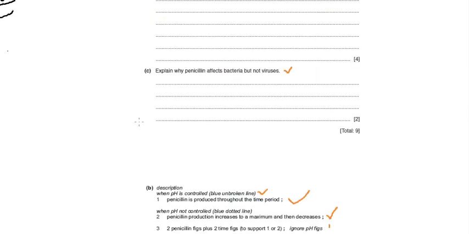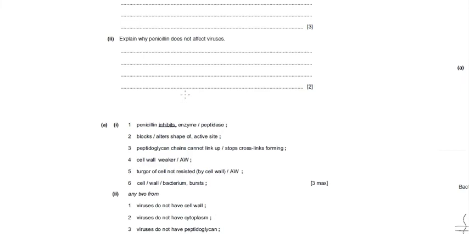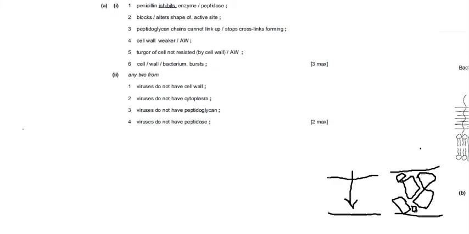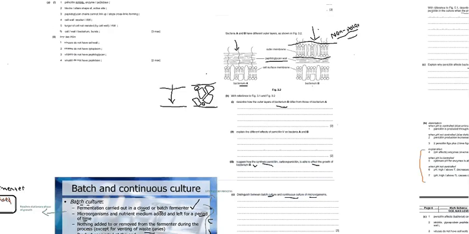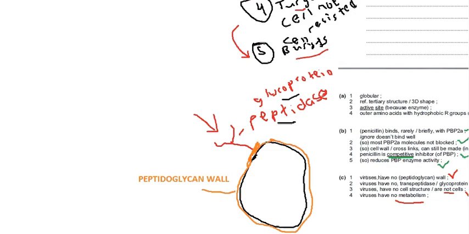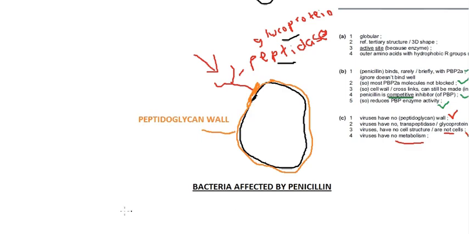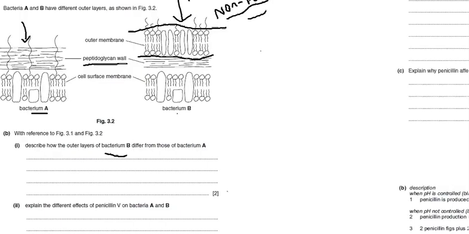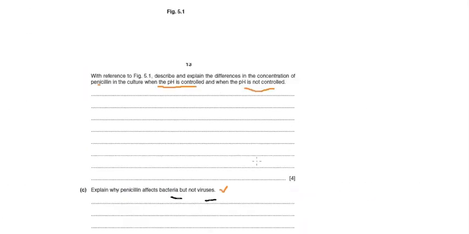Then they ask you to explain why penicillin affects bacteria but not viruses, and the reasons are given here already. I wrote them very clearly: glycopeptide, there is no peptidase, there is no peptidoglycan wall, and they do not have cell structure, they do not have metabolism. And with that I finish the question on penicillin.